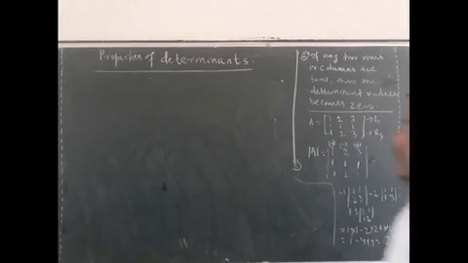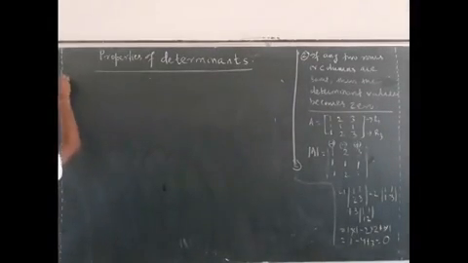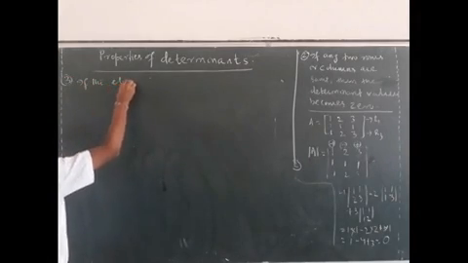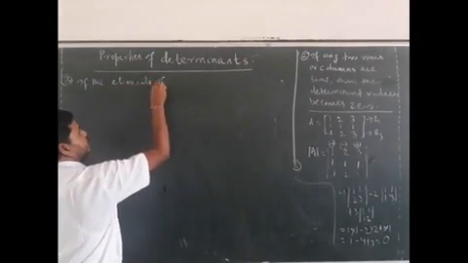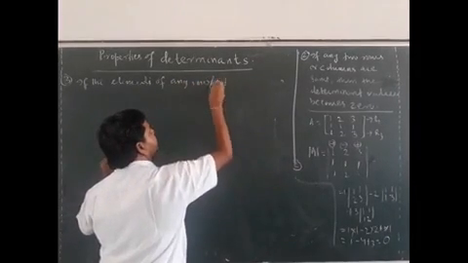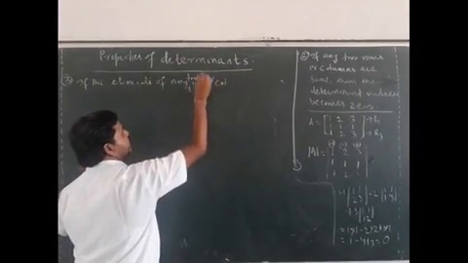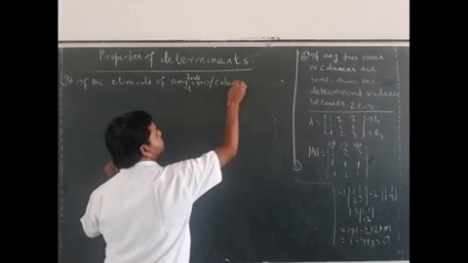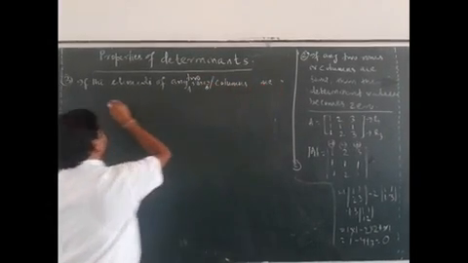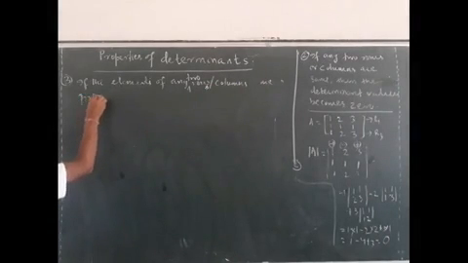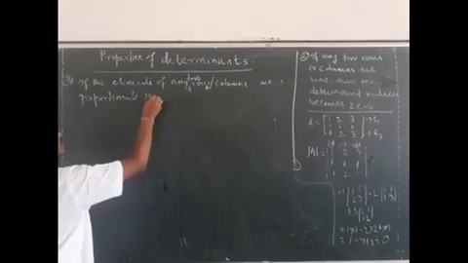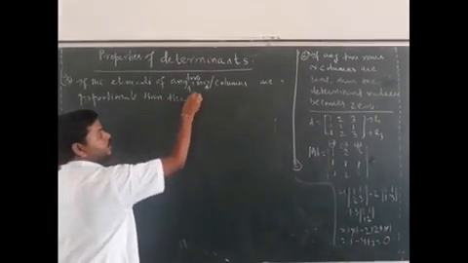Here our third property suggests that if the elements of any row or column, any two rows, in fact any two rows or columns, are proportional, then also the determinant becomes 0.